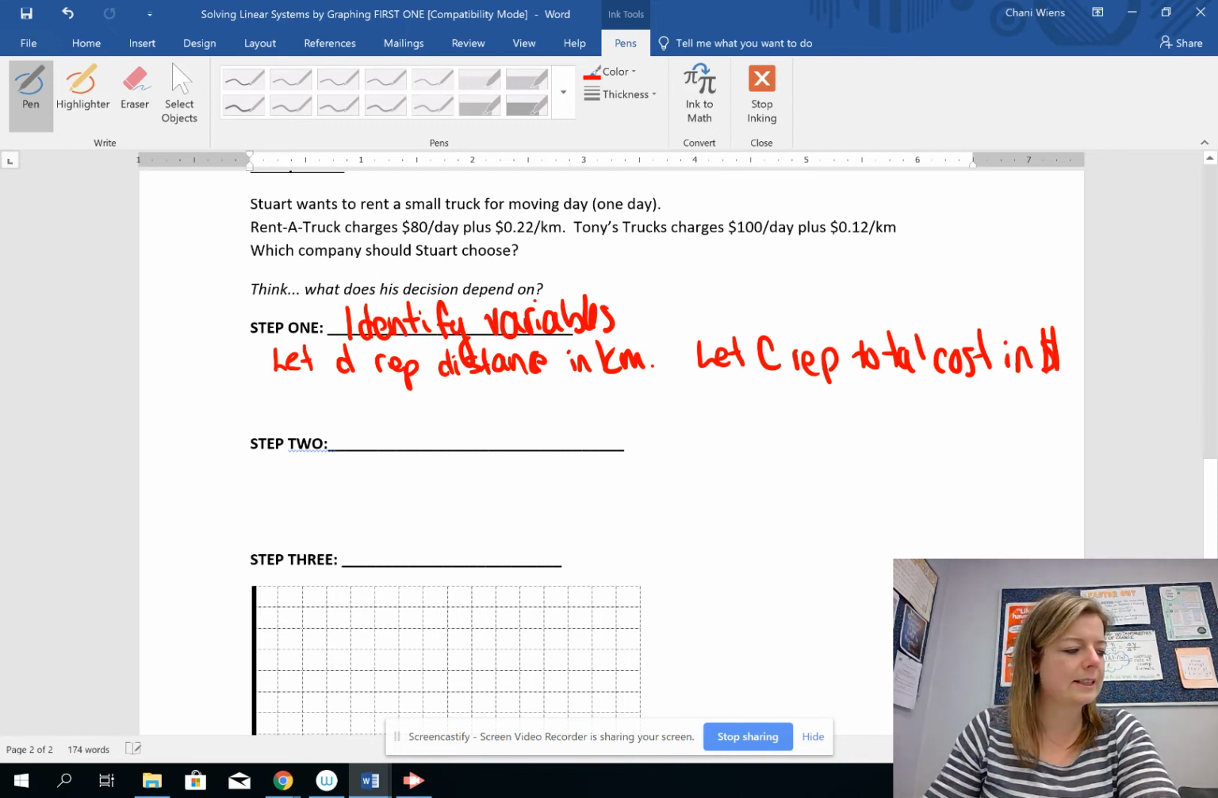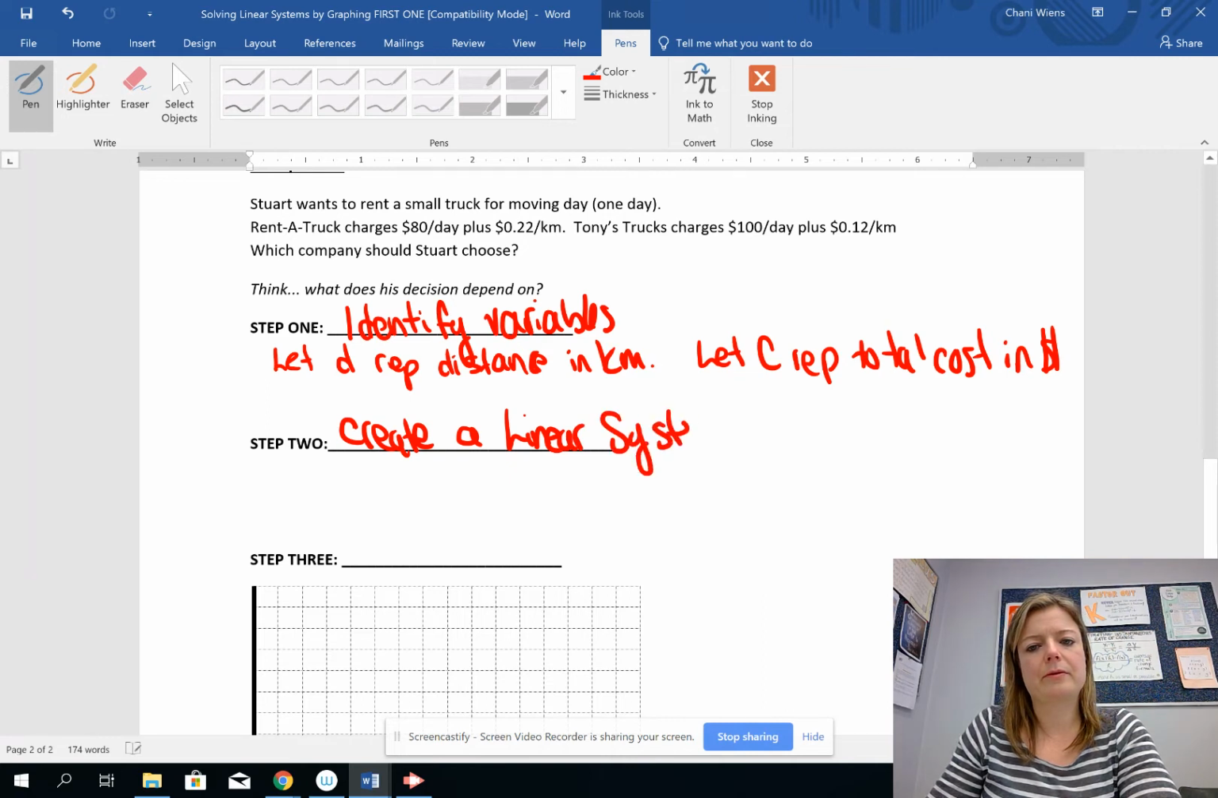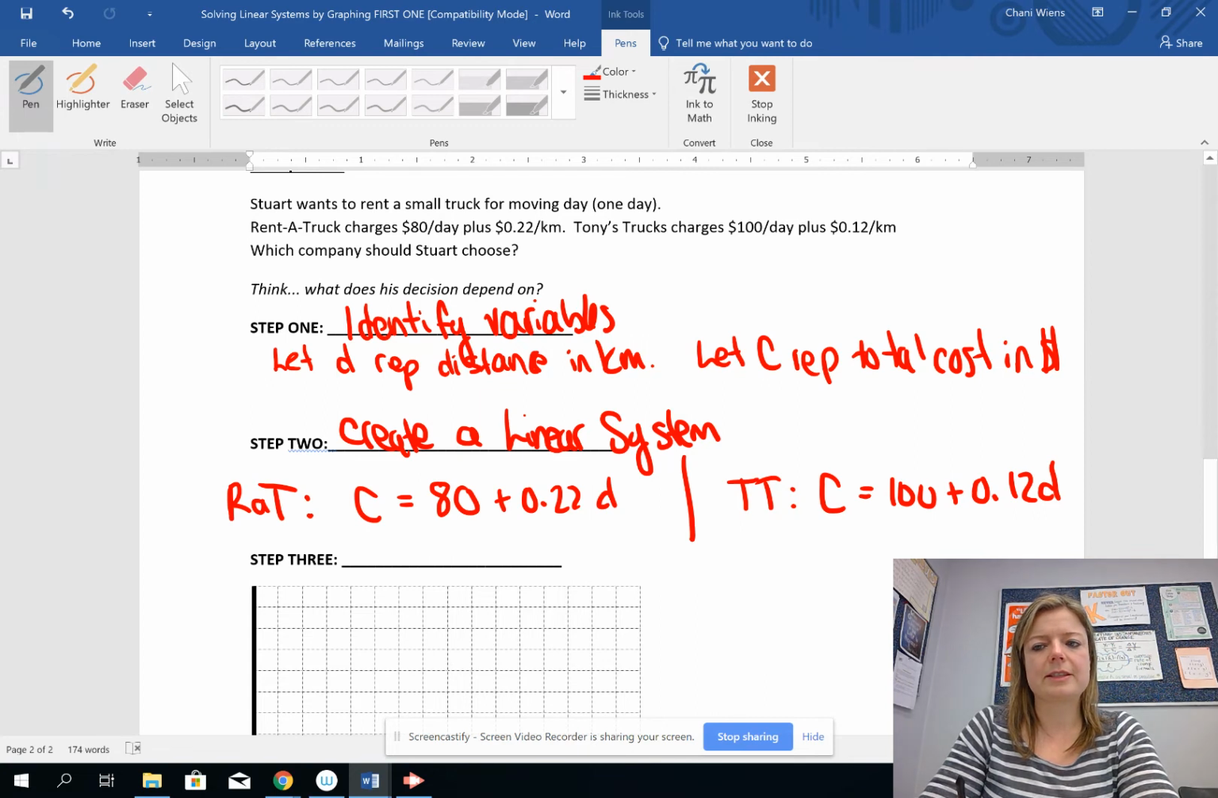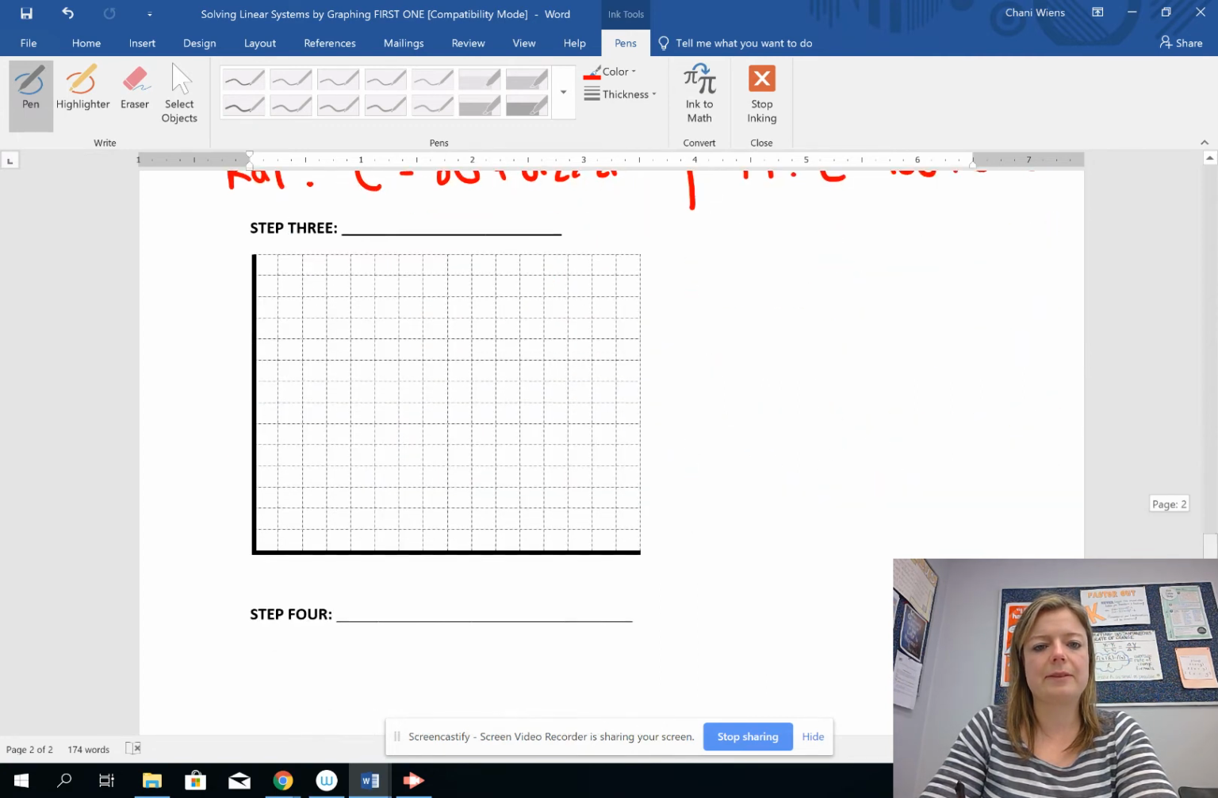Okay, so now our next step is to create a linear system. Okay, so two equations using these two variables. So Rent-A-Truck, its cost is equal to, well, it's $80 plus 0.22 times the distance. Okay, and then Tony's Truck, its cost is $100 plus 12 cents times D. Okay, now our third step is to solve this graphically.